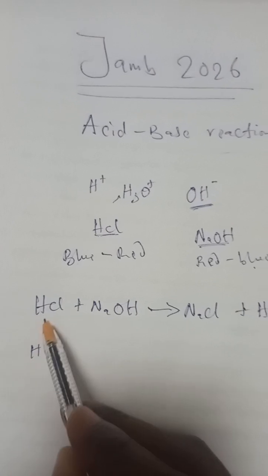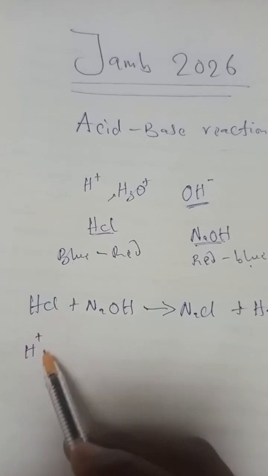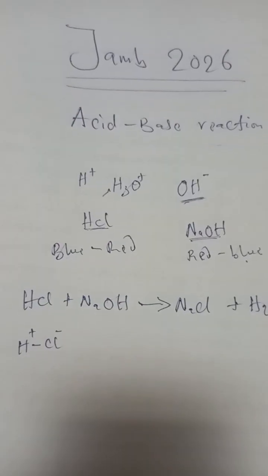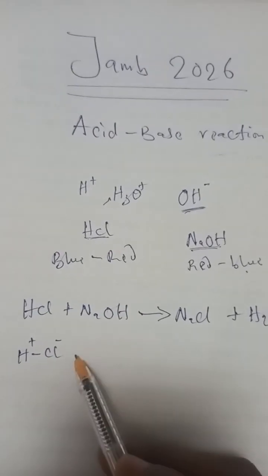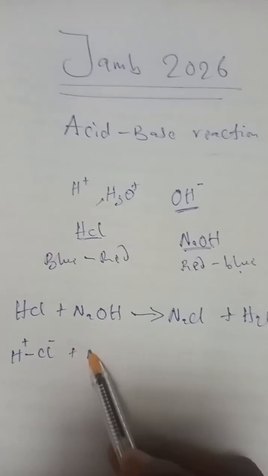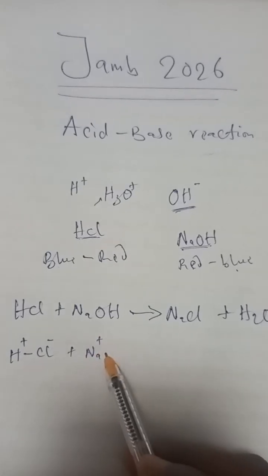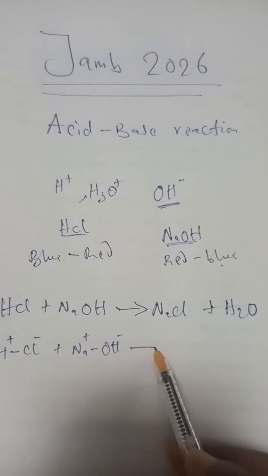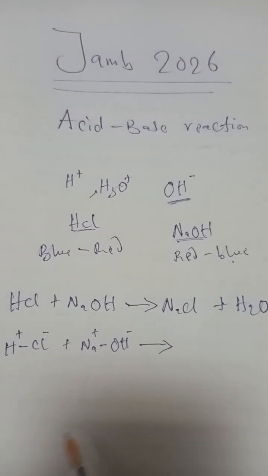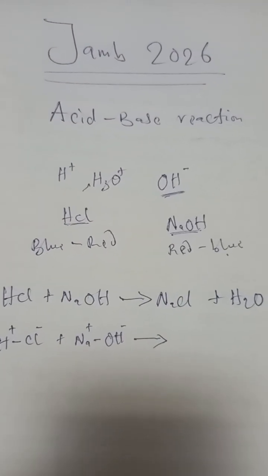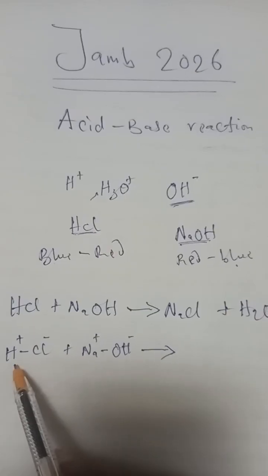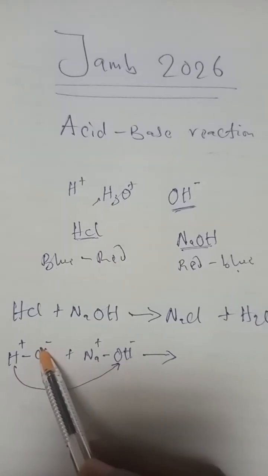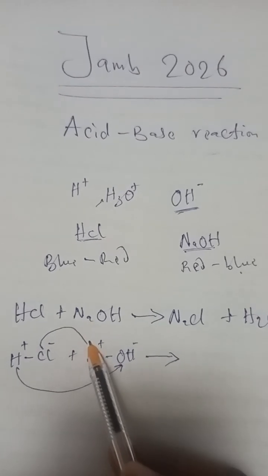Hydrogen, H here, is positive, right? And it's bonded to chlorine. I want to explain something. Please follow me carefully. Sodium here is positive, and is bonded to hydroxyl, which is negative. So what happened? Like poles repel, unlike poles attract. So positive will attract the negative side, and the negative side will attract the positive side.